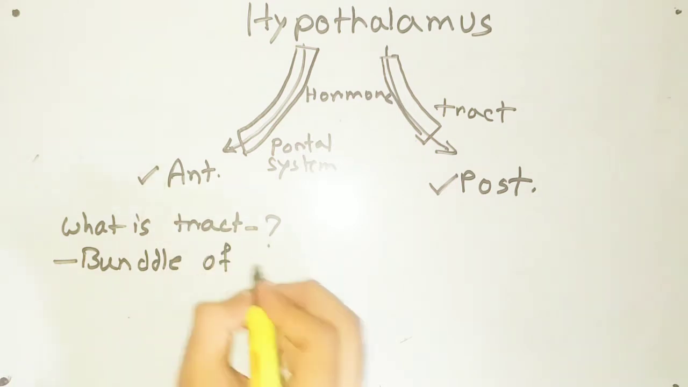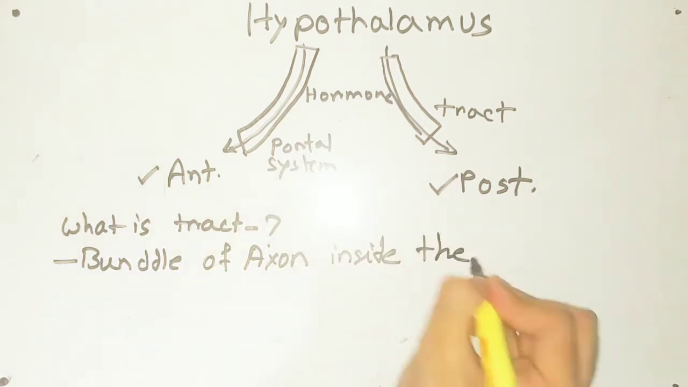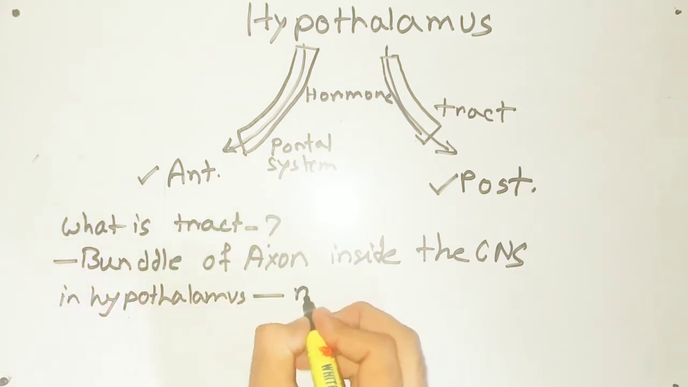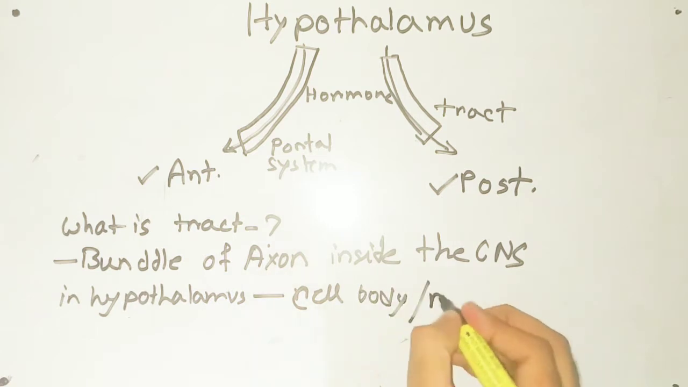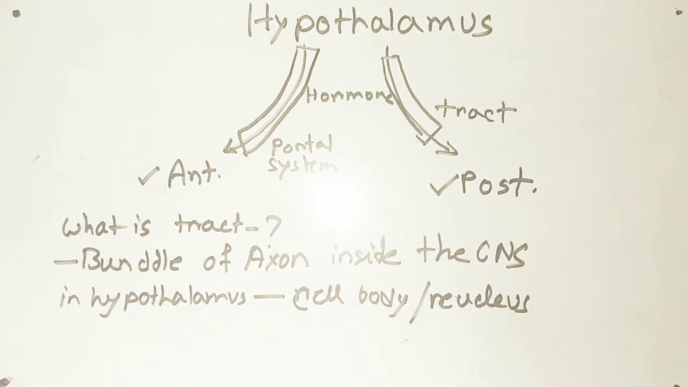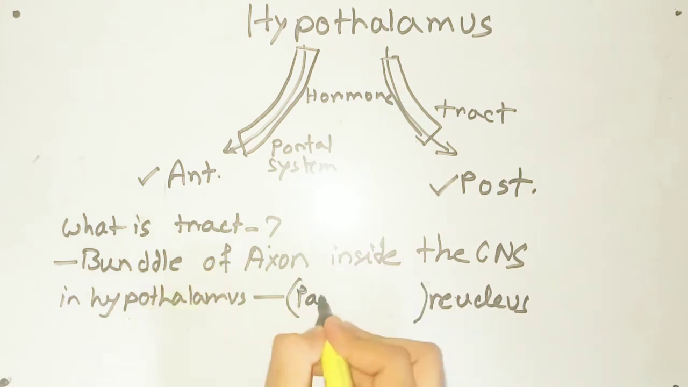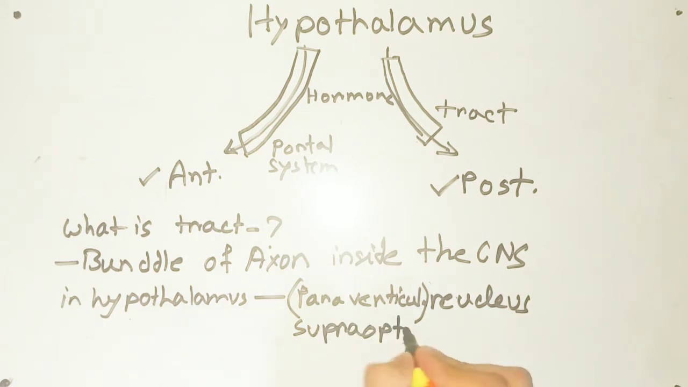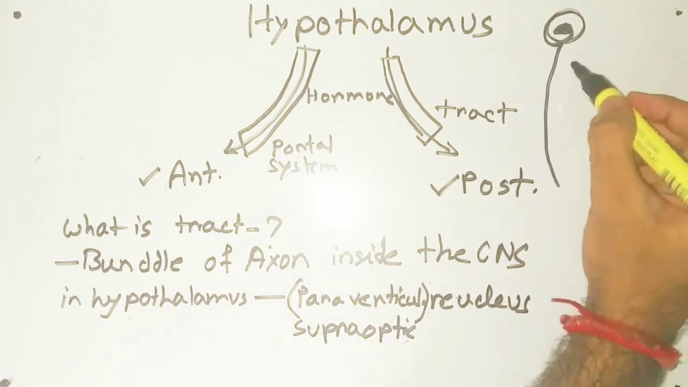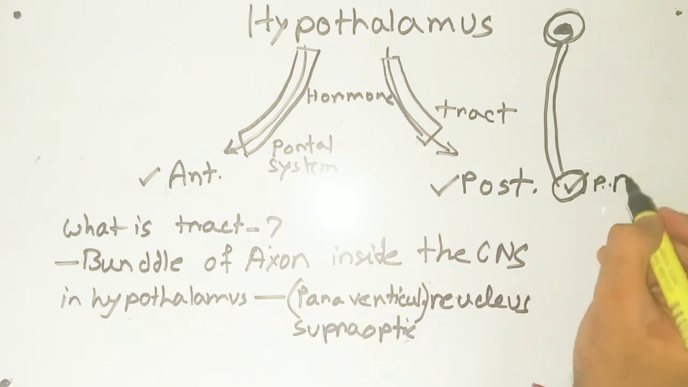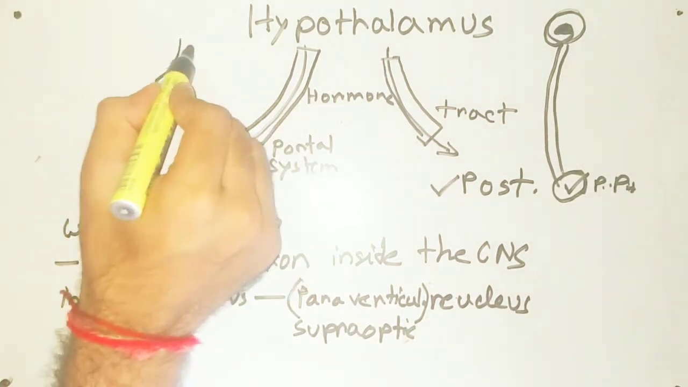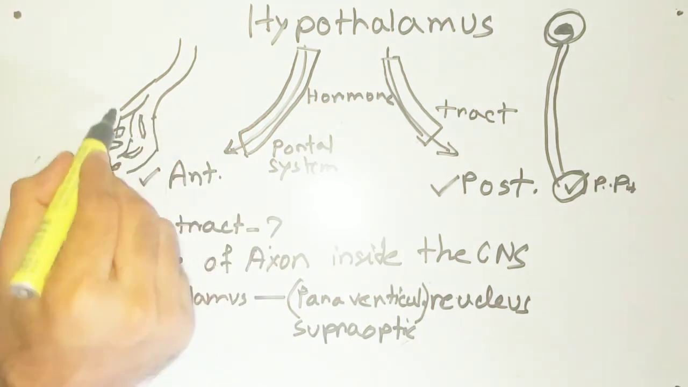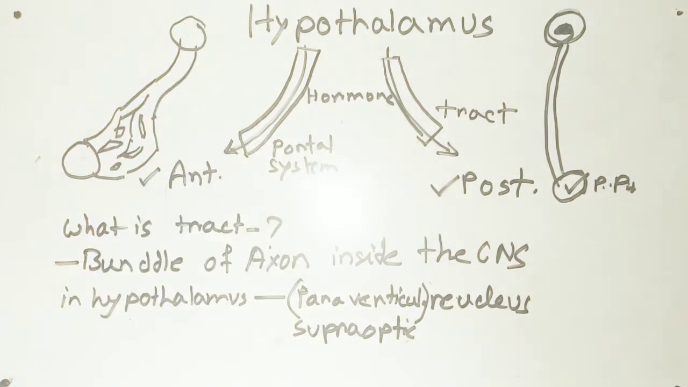The tract is a bundle of axons inside the CNS. In the hypothalamus, the cell bodies are actually the nuclei. There are two nuclei, the paraventricular nucleus and the supraoptic nucleus, present in the hypothalamus, and they run through a tract and get attached to the posterior part of the pituitary gland. On the other hand, the hypothalamus is connected to the anterior part of the pituitary gland by the portal system.